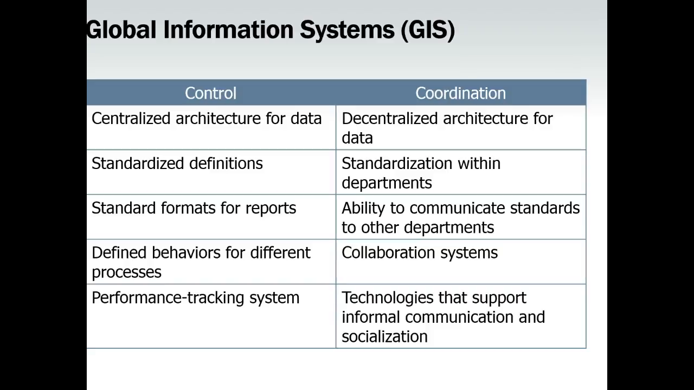Coordination, on the other hand, requires a decentralized architecture for the data, standardized within the department, as well as the ability to communicate these standards to other departments, collaboration systems, and technologies that support informal communication and socialization. The trade-off between the amount of control needed and the amount of coordination needed defines the company's organizational strategy.